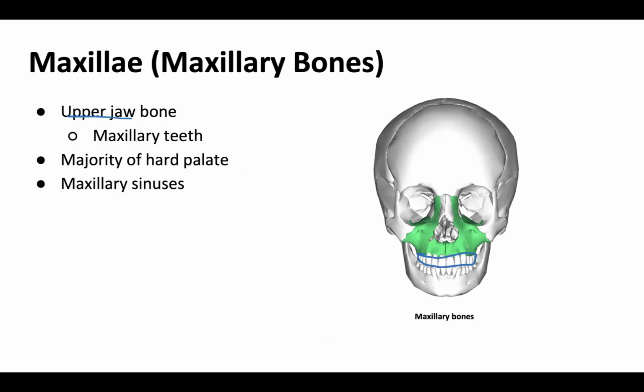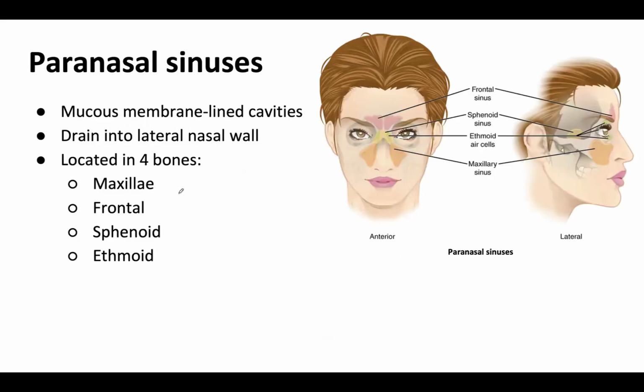And internally, the maxillae are mostly hollow. So if I were to take away this bone right here, I'd be looking at a mostly hollow space because this is the location of the maxillary sinuses. So let's talk a bit more about sinuses.